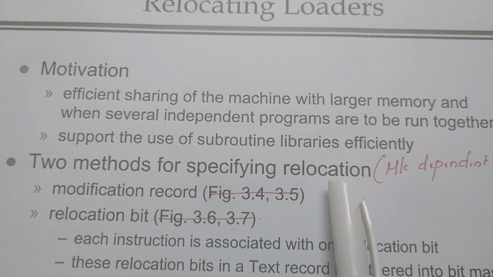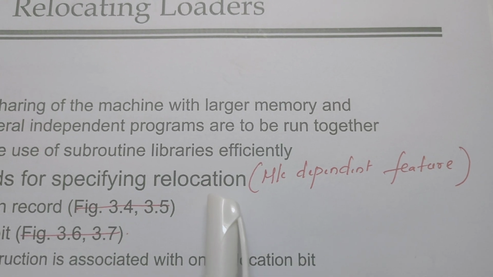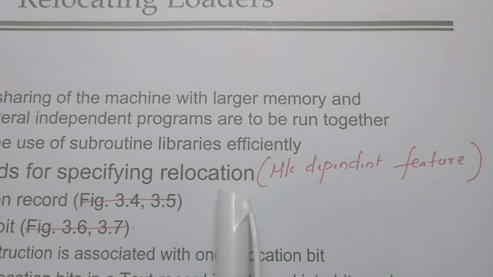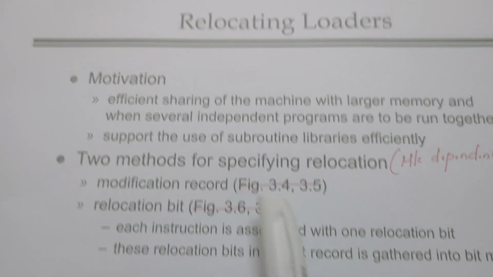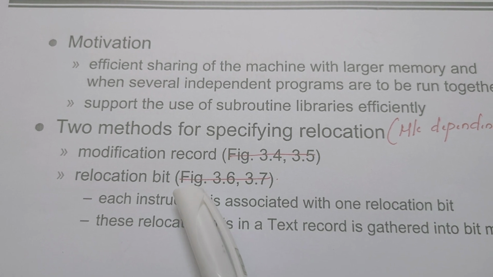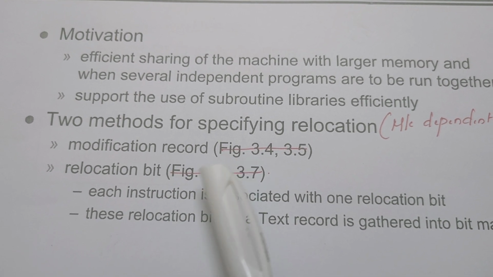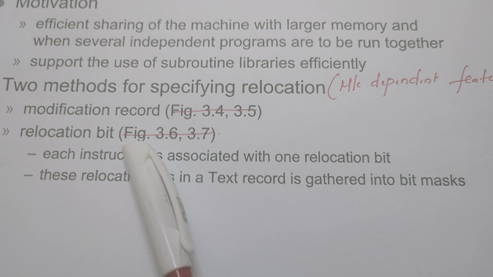Relocation, in fact, is one of the machine dependent features. I'll tell you why it is machine dependent with examples. There are two methods for specifying relocation. One is the modification record and another one is the relocation bit. When to use the modification record and when to use the relocation bit, we will understand with an example.